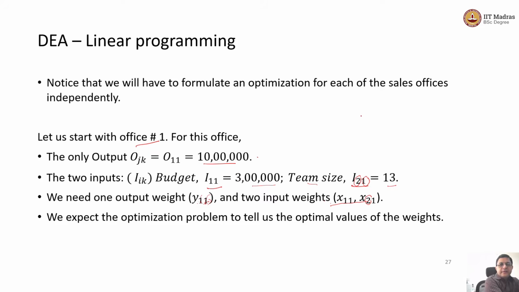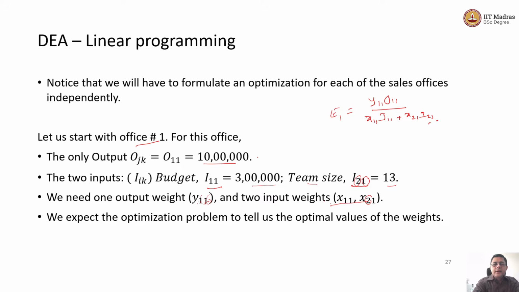Right. So how is the efficiency going to be defined for this sales office? Efficiency is going to be defined as weighted output over weighted input. What is going to be the weighted output? Weighted output is going to be Y11 O11. There is only one output, so the numerator is only one single component, Y11 O11. The denominator is the weighted input, and that is going to be X11 I11 plus X21 I21. Right, I21 because input number 2 for DMU number 1. So this is how the efficiency for sales office 1 is going to be defined.